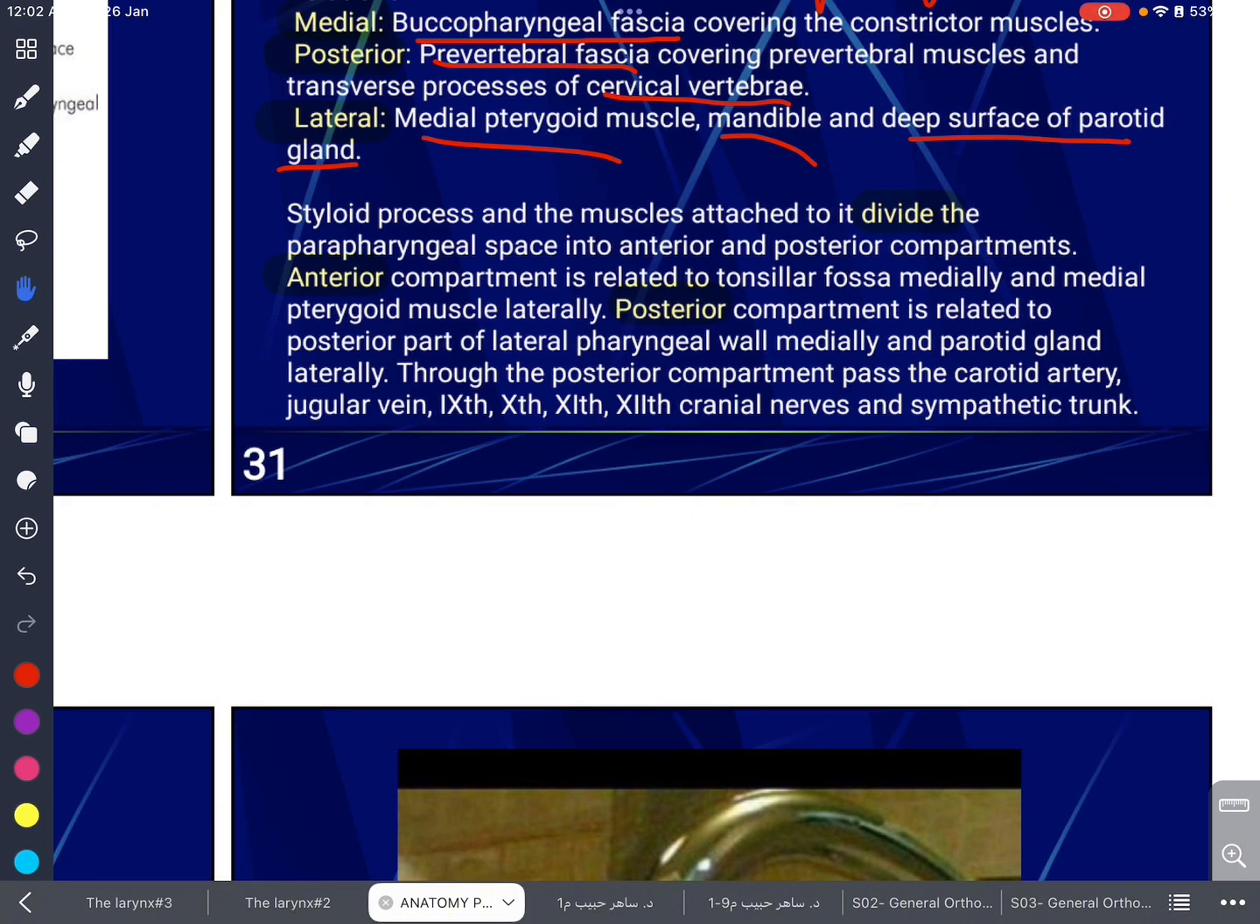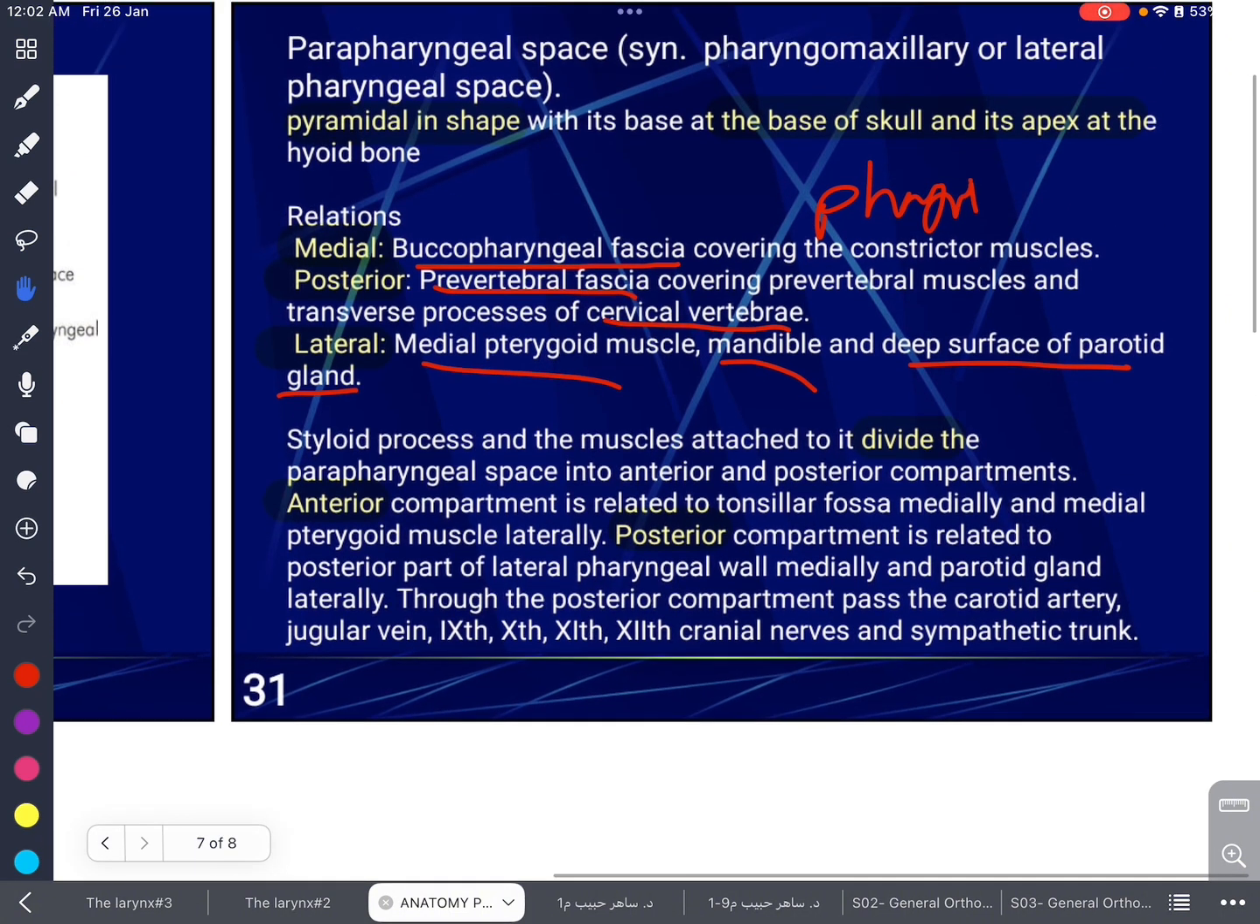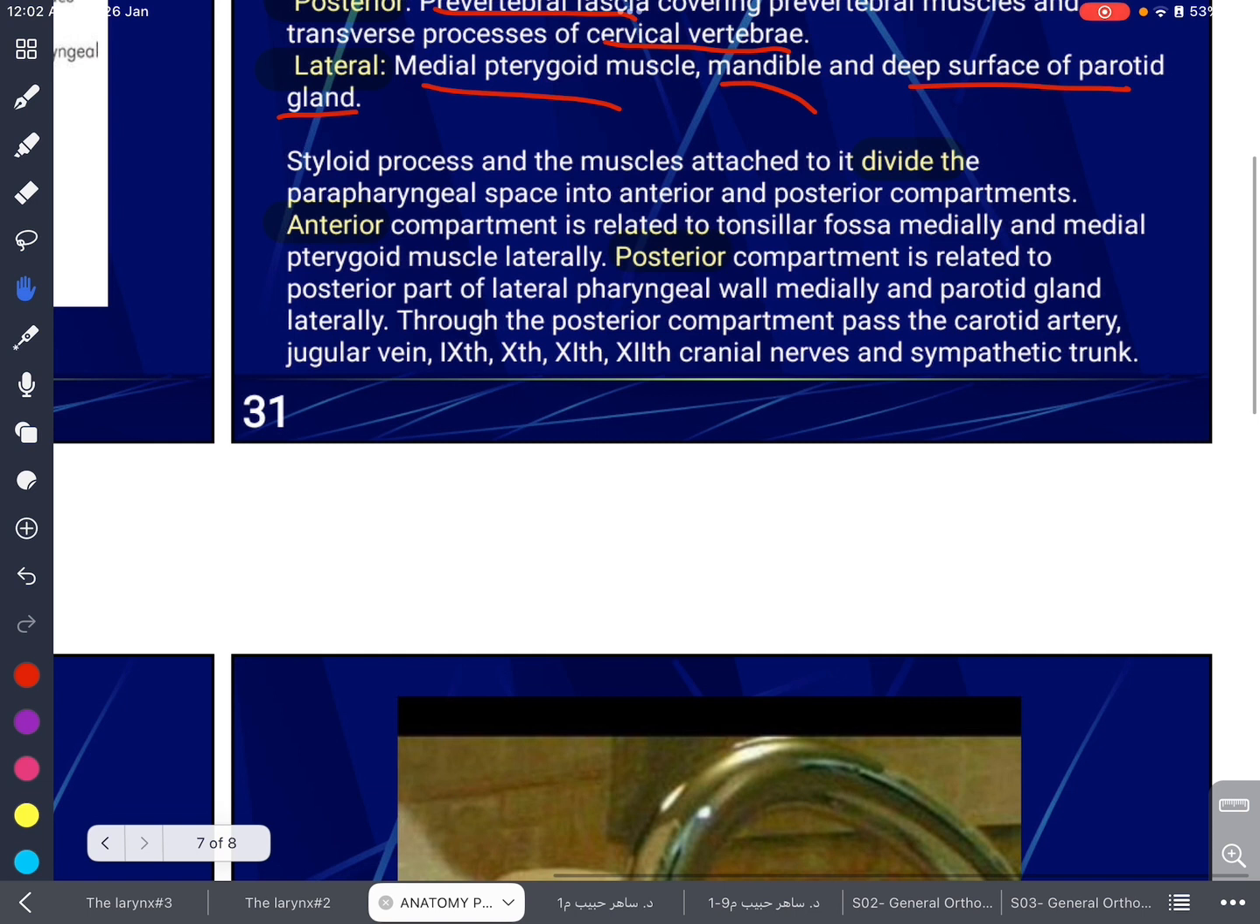The styloid process divides this space into anterior and posterior compartments. The anterior compartment medially is related to the tonsillar fossa, and laterally it is related to the medial pterygoid muscle. The posterior compartment is related medially to the lateral pharyngeal wall and laterally to the parotid gland.